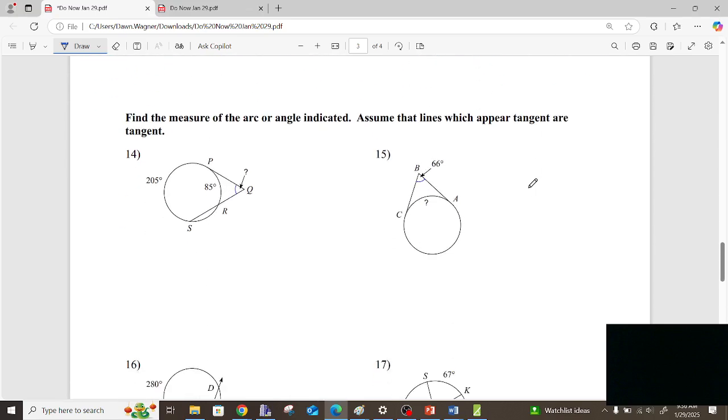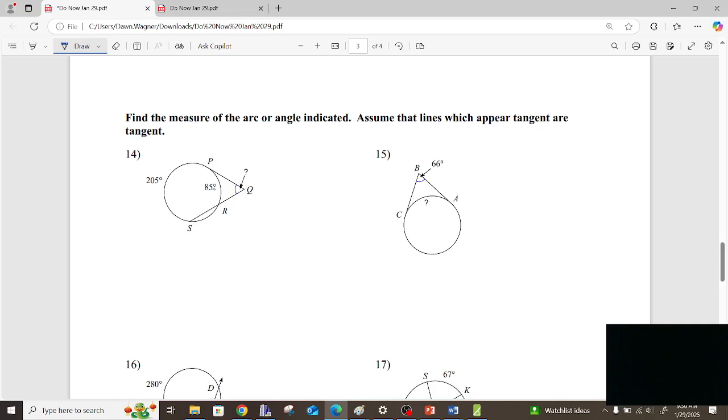And now we're up to what we learned yesterday. We learned 3 formulas yesterday. When the vertex of the secant or tangent or chord lines is on the outside, you multiply by half, right? And then you subtract the 2 arcs of the circle. If it's on the inside, you add those arcs and divide by 2. Remember yesterday? And then if it's on the circle, we just divide by 2.